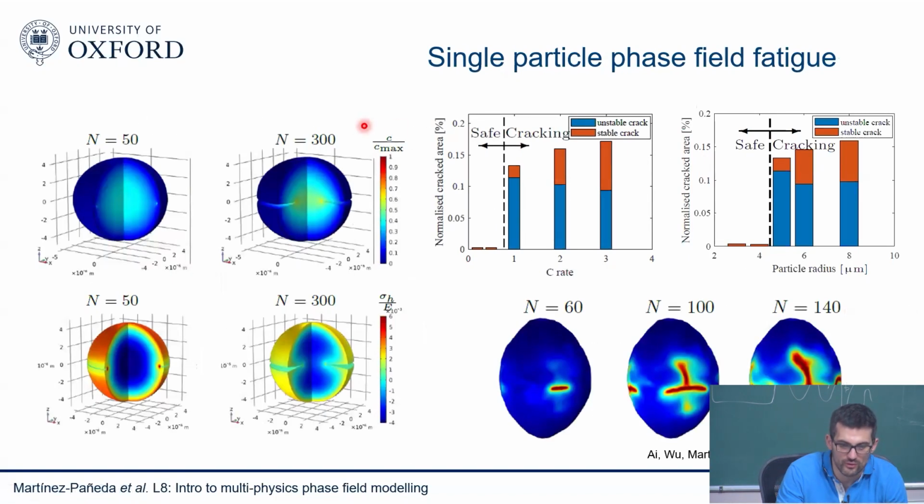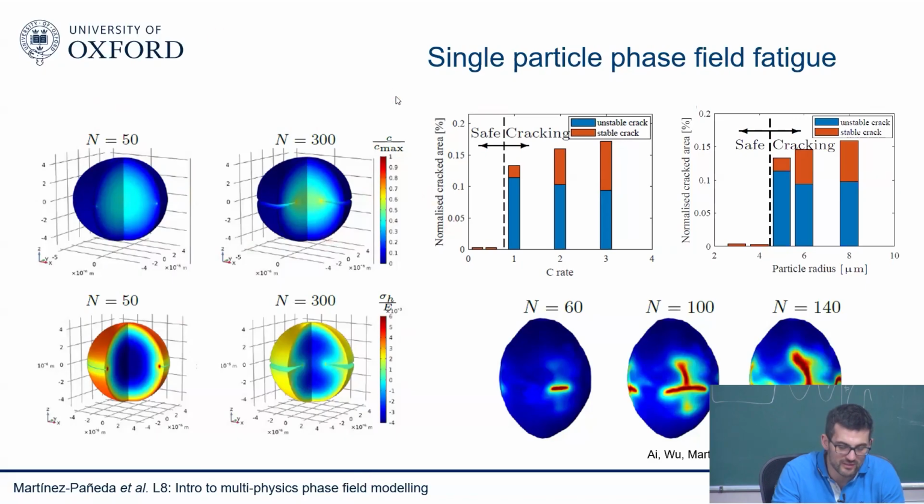So here you see the concentration distribution of lithium. As the crack grows, you see a little crack. The crack has expanded. This is a spherical particle. This is the hydrostatic stress as a function of the number of cycles. 50 cycles, very little crack growth. 300 cycles, big crack growth, and so on.